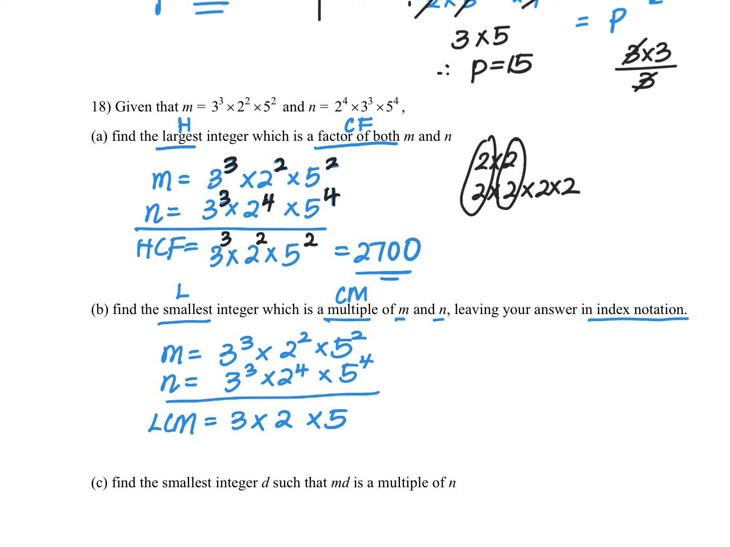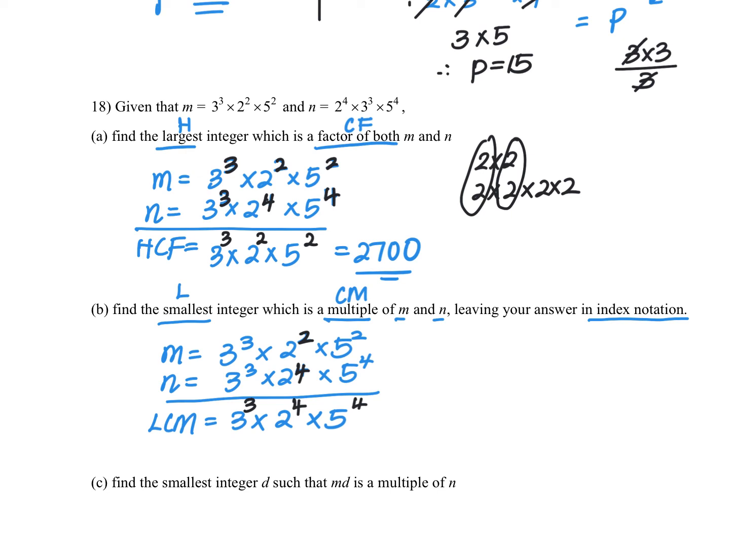Lowest common multiple, you choose all the factors but with the highest power, so that every factor is included. So you choose the highest power. 2 square and 2 to the power of 4, I must include all the factors. So only 2 to the power of 4 will be able to include all the factors. Same thing, 5 to the power of 4.